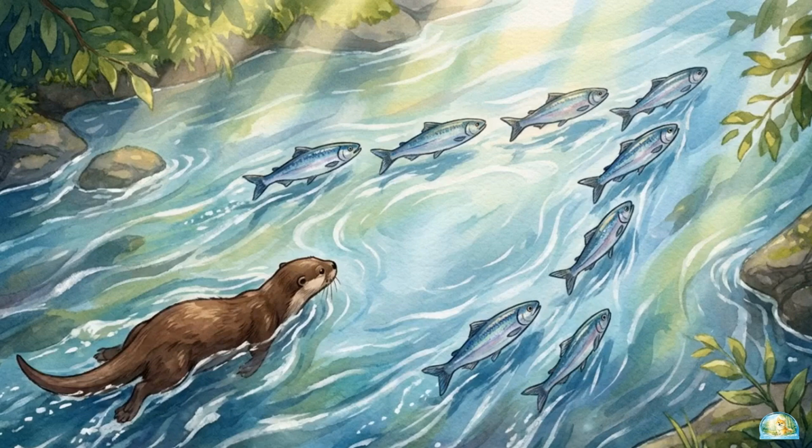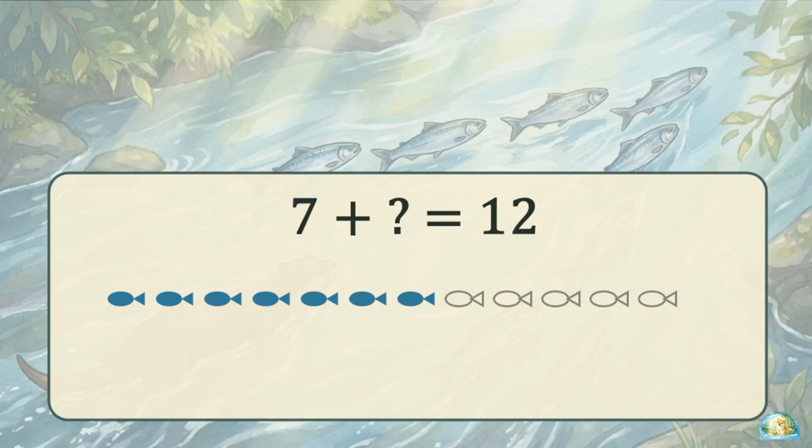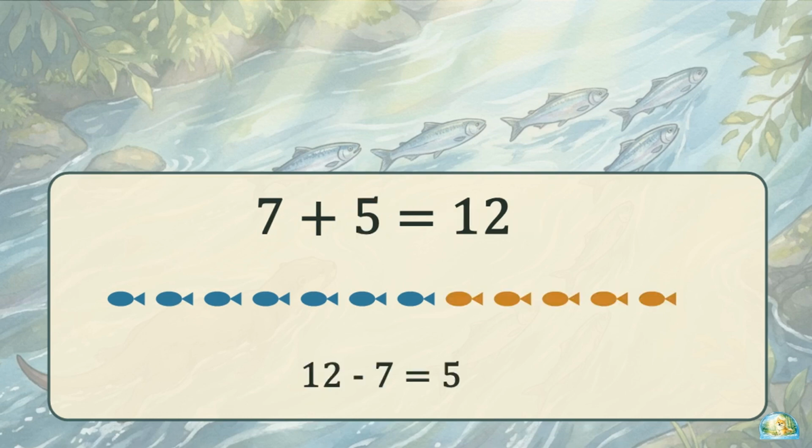The sunlight shifts as Sedge reaches the 12-fish run. The water parts around an empty space, with only 7 fish visible out of 12. Try this one yourself. Ask, 7 plus what makes 12? Sedge dives, and a missing school of 5 fish rejoins the group.